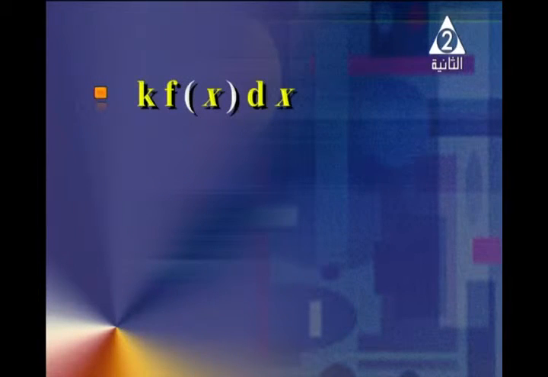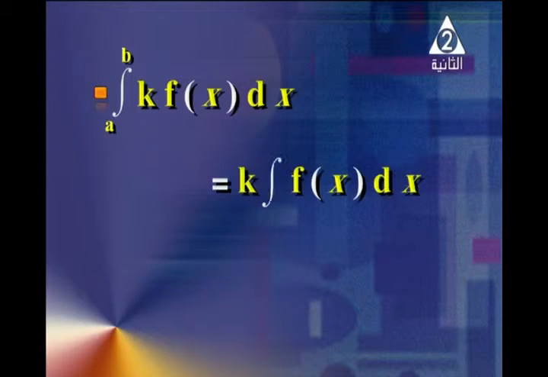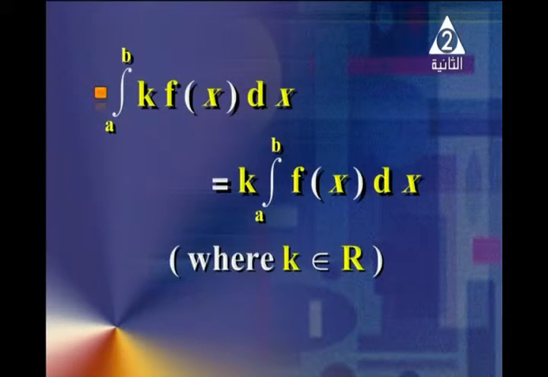K, when multiplied by the function f of x, and we find the integration from a to b with respect to dx. What does this mean? K is a constant, so it equals k times the integration from a to b of f of x with respect to dx, where k belongs to R.